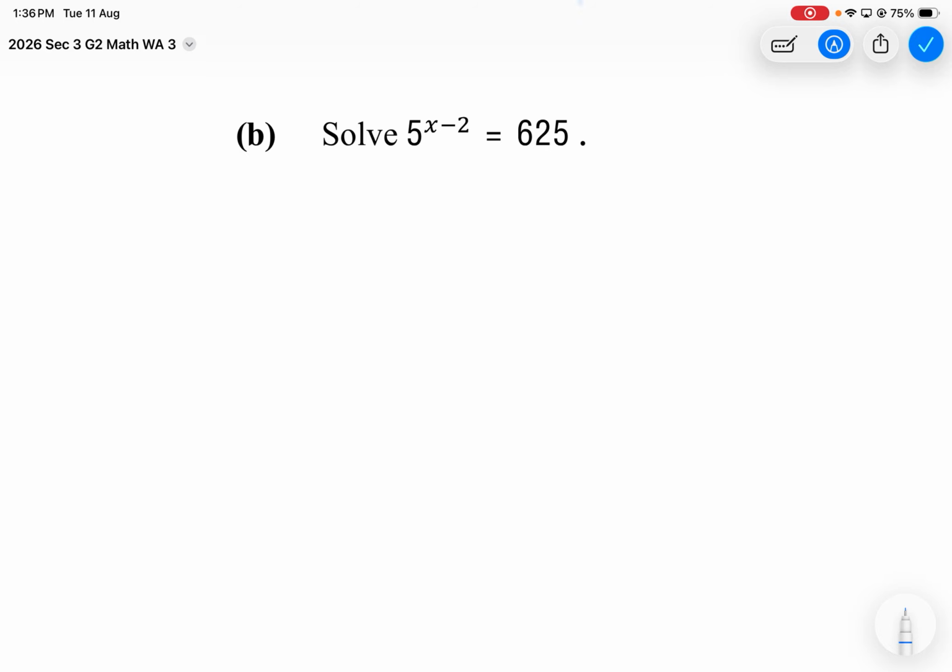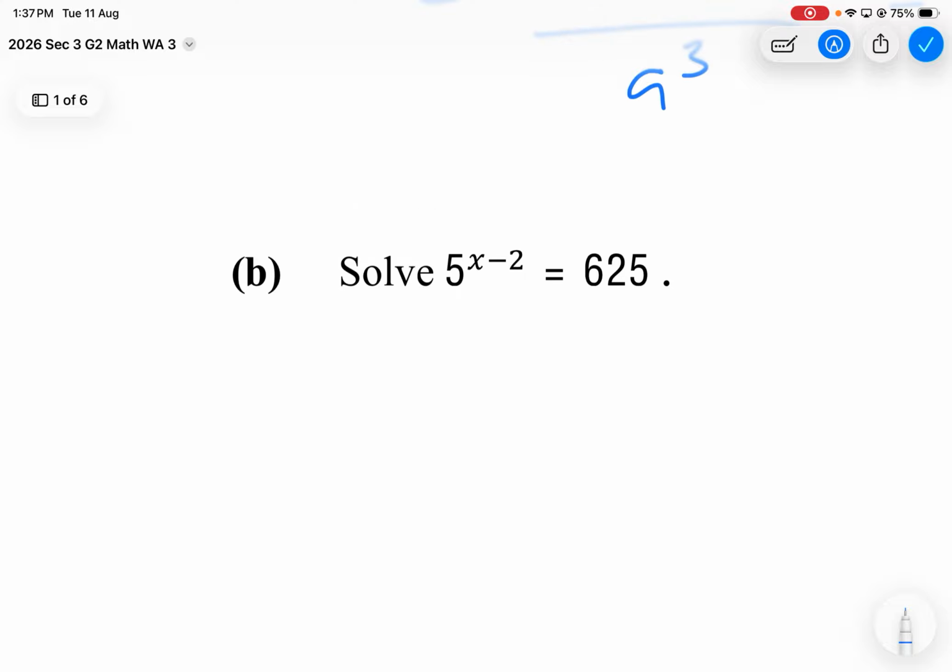Then, second question. To solve an equation with the unknown inside your power, the only way is to make both sides the same base. Your left hand side is already base 5.